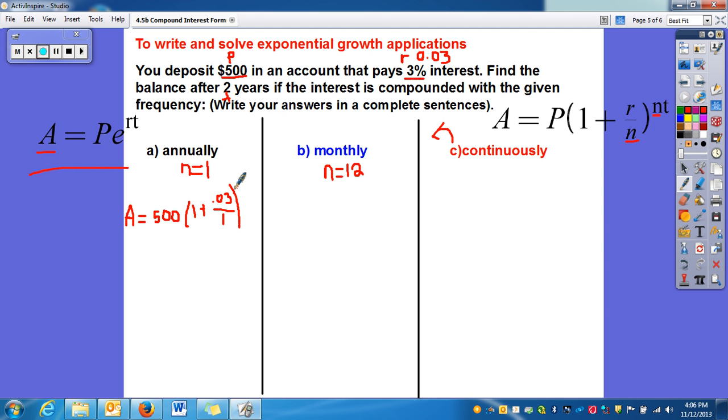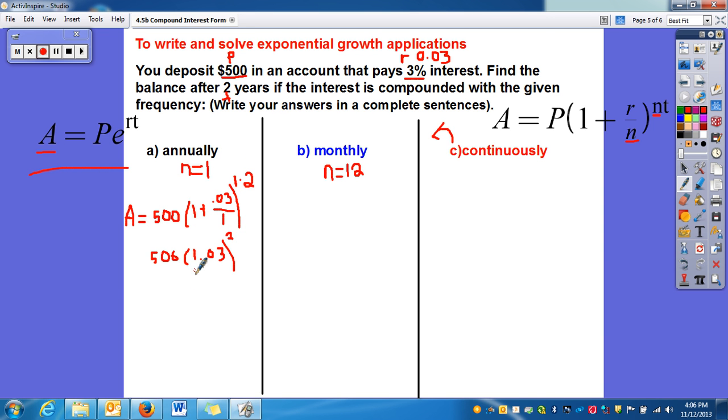And then it's 1 times how many years we're doing it? 2. Alright. So when you're figuring this out, you have 500. You have to follow your order of operations. So you divide this first, which is 0.03 divided by 1 is 0.03. And add 1, so that's 1.03. And I can do my exponent 1 times 2.